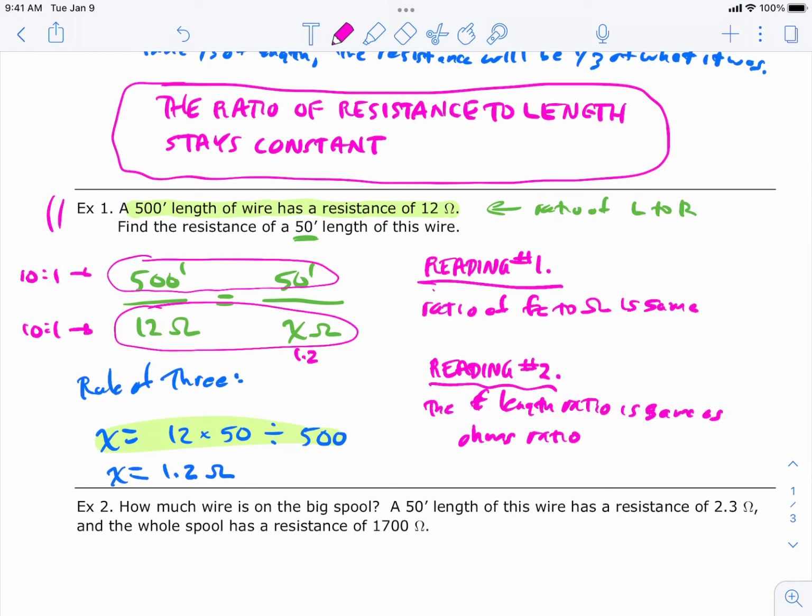So you could actually read it kind of sideways. I was saying that the ratio of feet to ohms is the same, and it is. You could also say the ratio of feet is the same as the ratio of ohms. Practically speaking, that means you can look at this and say, how would I take 500 and turn it into a 50? I would divide by 10, right? Well, to take 12 and divide it by 10, you will get the 1.2 answer. So you actually have different approaches on how to solve your proportion. Anywho, that's the basic idea.